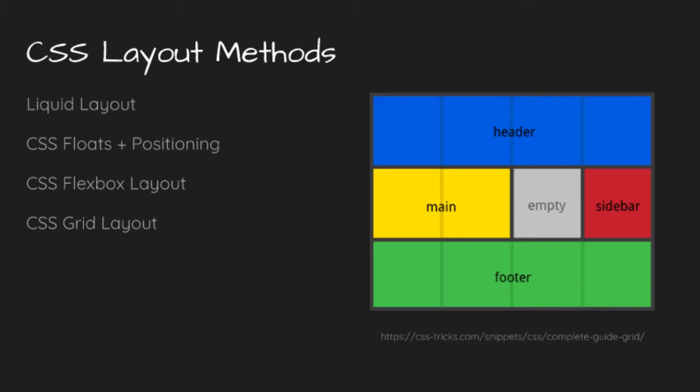CSS floats and positioning. So this was a way to get away from that table layout architecture that I mentioned. You would be able to do things with float and margin, which are different CSS properties, and also positioning, like absolute positioning and relative positioning. And there were a lot of neat tricks you could do to have things fairly within your control when trying to lay stuff out.